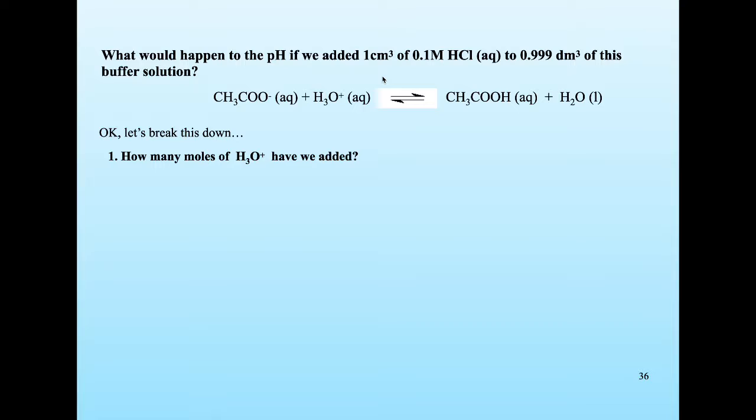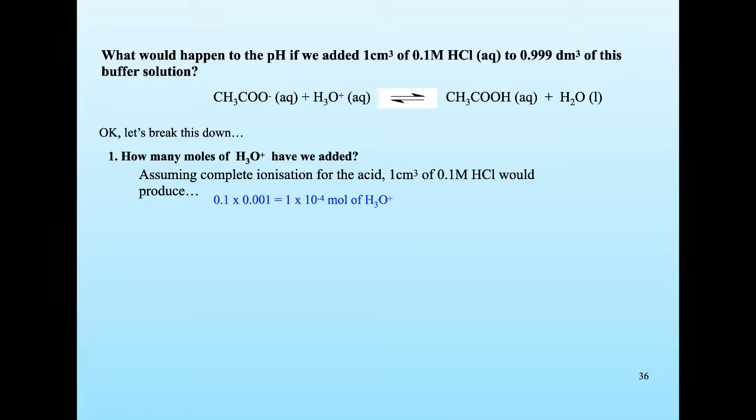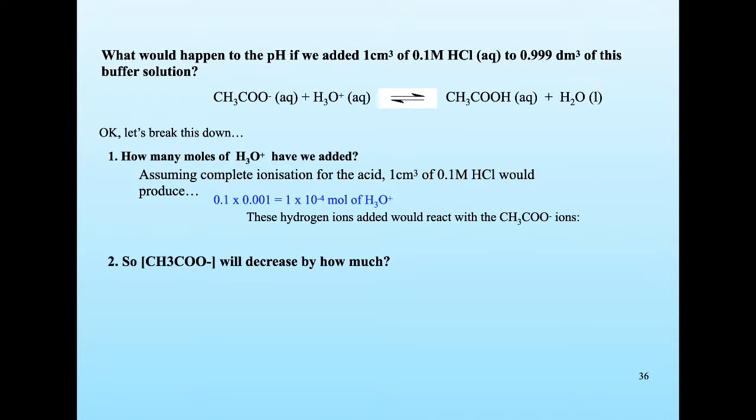How many moles of acid have we added? Now we've got to assume that it's completely dissociated. So it's going to be the concentration times the volume. The volume has to be in decimeter cubed. We've got a number of moles of acid. And that acid is going to react with these ethanoate ions. Okay? The acid is going to react with the ethanoate ions to produce ethanoic acid and water. Why? Because this is strong acid, this is a weak acid, and these ions are going to soak up this acid. So they react with the ethanoate ions.